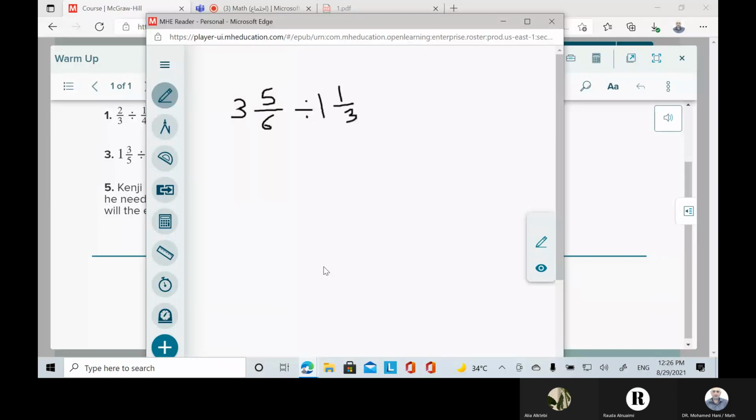Read your first. At the first, as you see, you have a mixed number. Change to the fraction: 3 times 6 plus 5 over 6. And here the same idea. Then do divide between them. Use the rule: keep, then change, then flip. Okay, Yazia? Try to solve it, please.